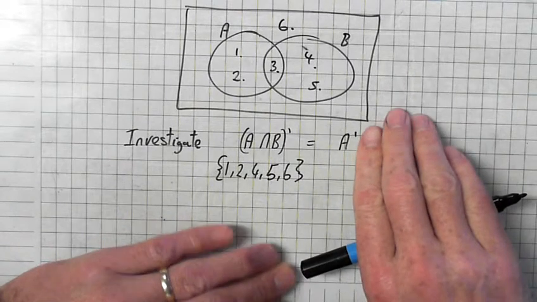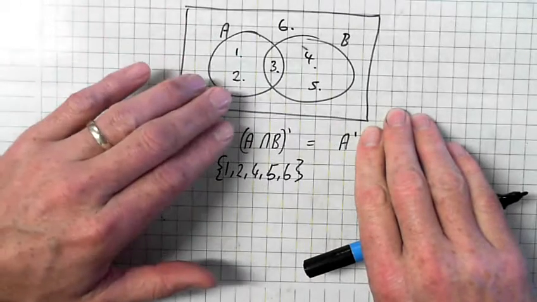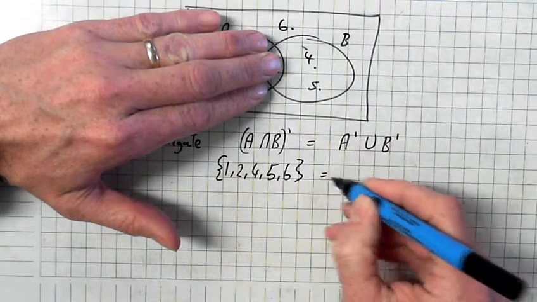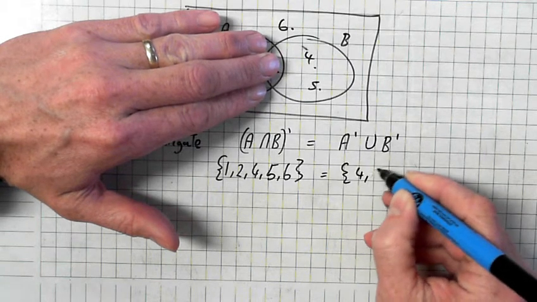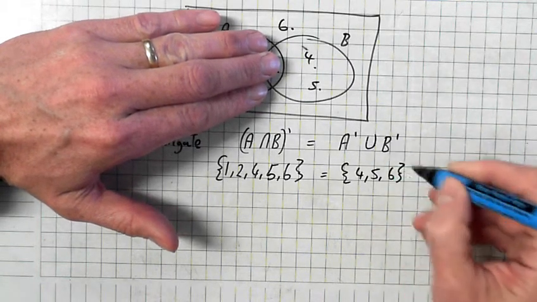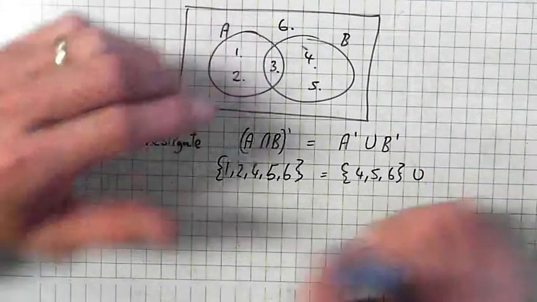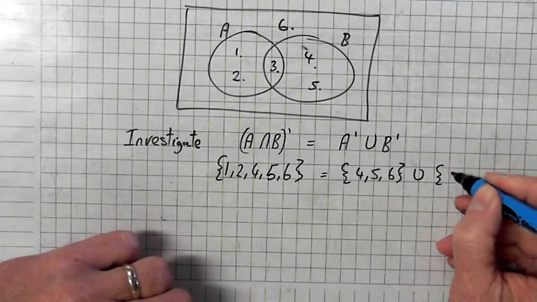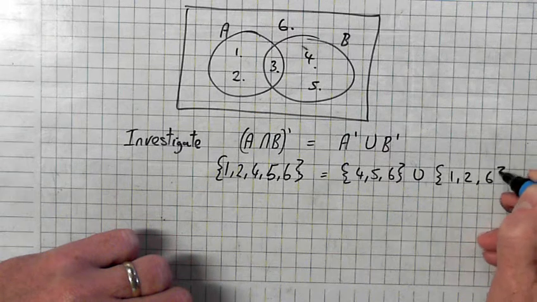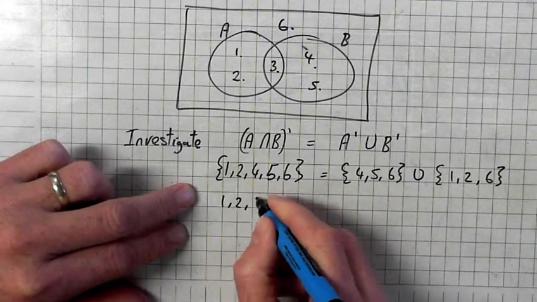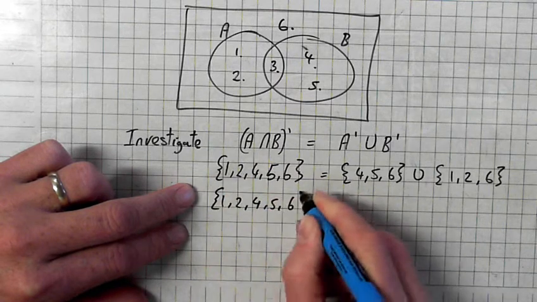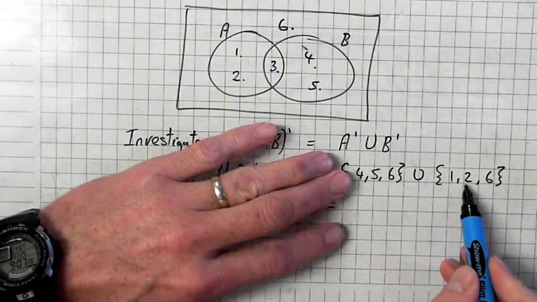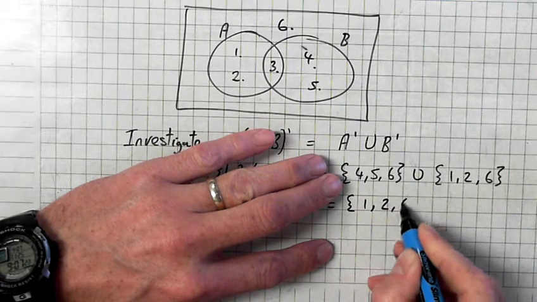Now what we'll do is figure out what A complement is. A complement is 4, 5, 6. We're not finished this side. What's B complement? 1, 2 and 6. Alright, so we've done the calculation on the right hand side. We've got this union this, which is 1, 2, 4, 5, 6.